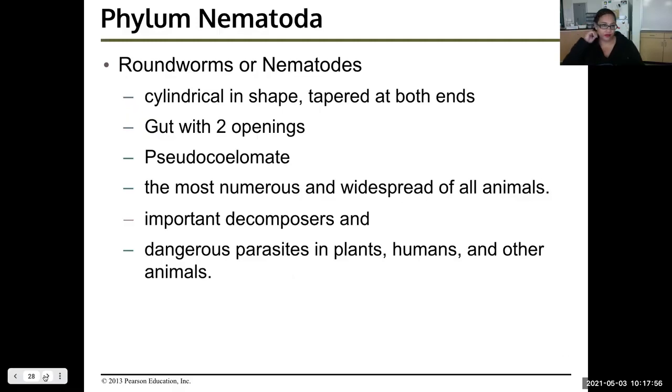Phylum Nematoda, roundworms or nematodes. They're cylindrical in shape. Cylindrical is just another name for round. They're tapered at both ends. They come to little points. They have a gut with two openings. So this is where the two opening digestive system evolved. They are pseudocoelomates. They have that in-between fake body cavity. They are the most numerous and widespread of all animals. They're important decomposers, but they are dangerous parasites in plants, humans, and other animals. If you have cats or dogs and they've ever had worms, these are the kind of worms that cause sickness in animals most of the time.